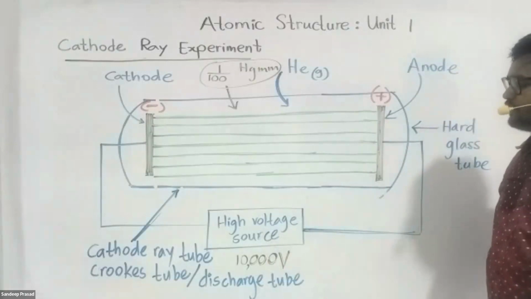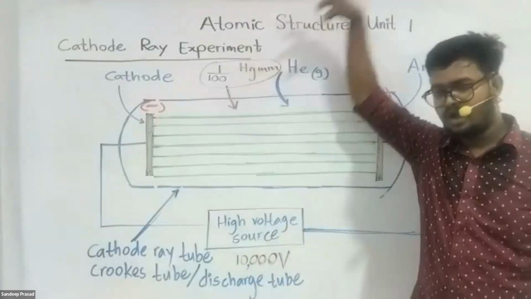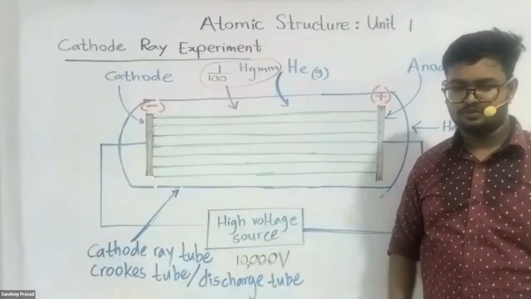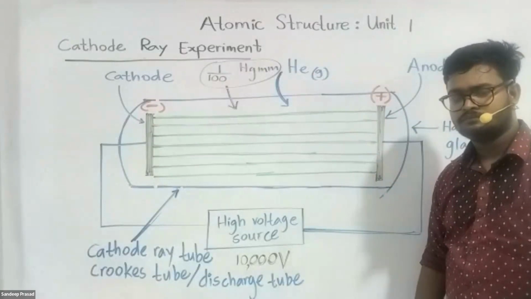Now you know the reason why they have used helium gas. Can anyone tell me why they have maintained this much low pressure? Actually, they have pumped out the gas inside the glass tube and reduced the pressure to a certain amount. What is the reason behind it? By decreasing the pressure, what are they expecting?